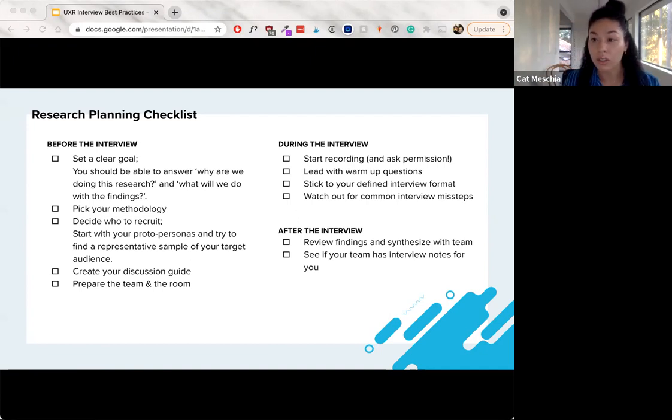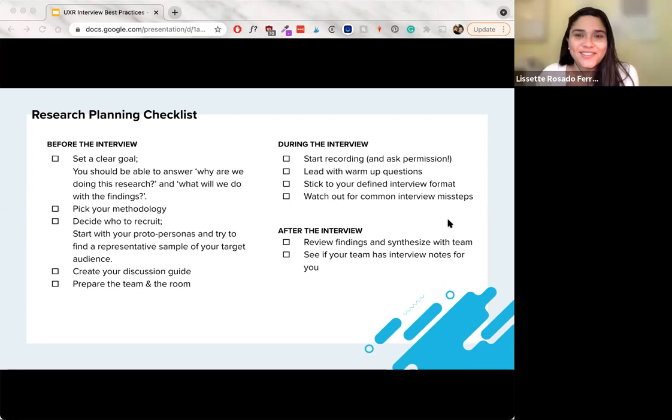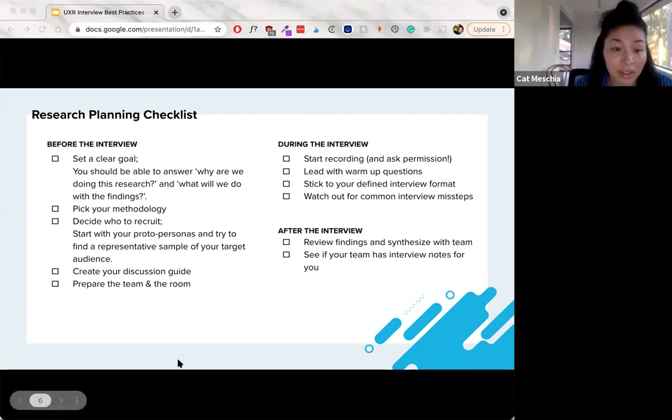Until the research has actually happened and it's just a guess what a behavior is, or we don't have the metrics tied to it, again, why you need qual and quant, I would stick to proto-persona.